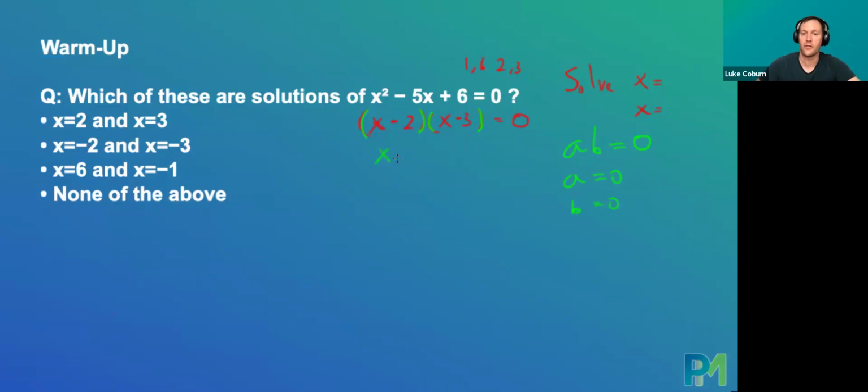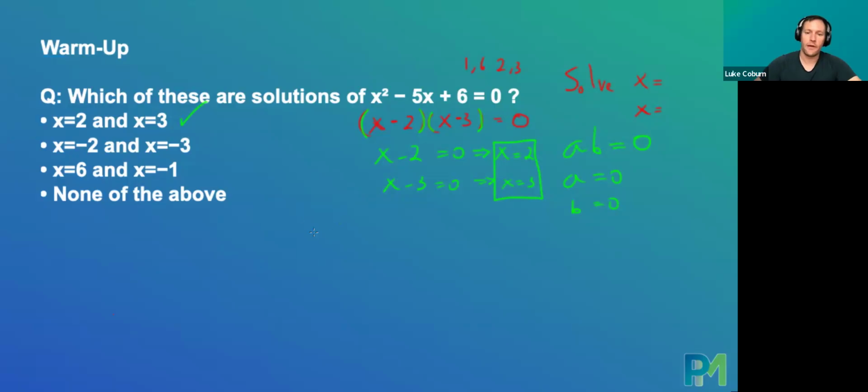That tells us that either the first thing, x minus 2, equals 0, or the second thing, x minus 3, is equal to 0. And you know what? If x minus 2 is equal to 0, then x is equal to 2. If x minus 3 is equal to 0, then x is equal to 3. So this is my solution, and these are also called my roots, and I'll get into that in a second. So this was the correct answer.